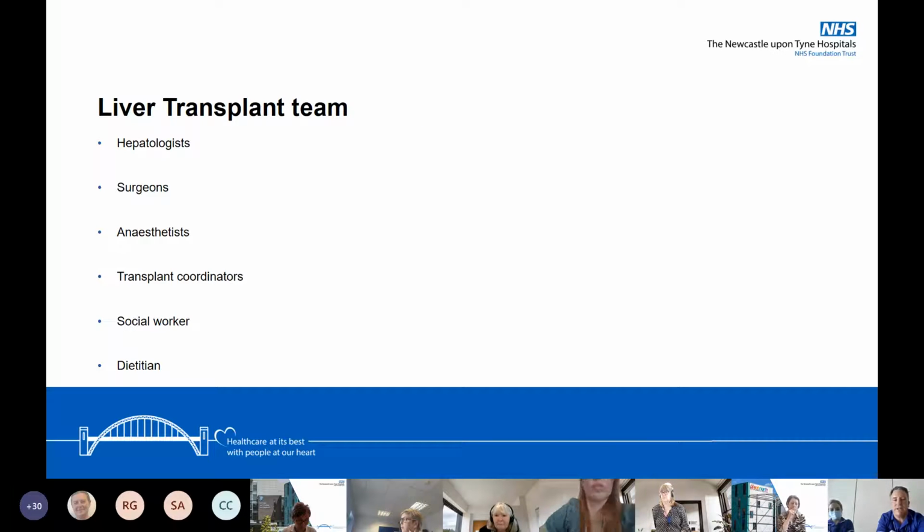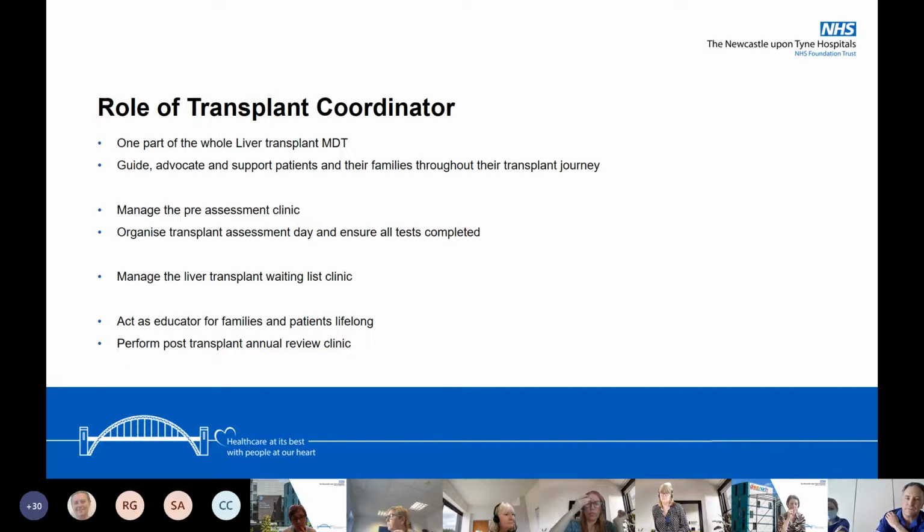So as with any MDT, Siobhan and I as transplant coordinators are part of a wider team. So we're made up of 8 transplant hepatologists who are consultant medics. We've got 8 consultant transplant surgeons. We've also got a team of 7 consultant anaesthetists. There's 2 transplant coordinators and then a liver social worker and a specialist dietitian.